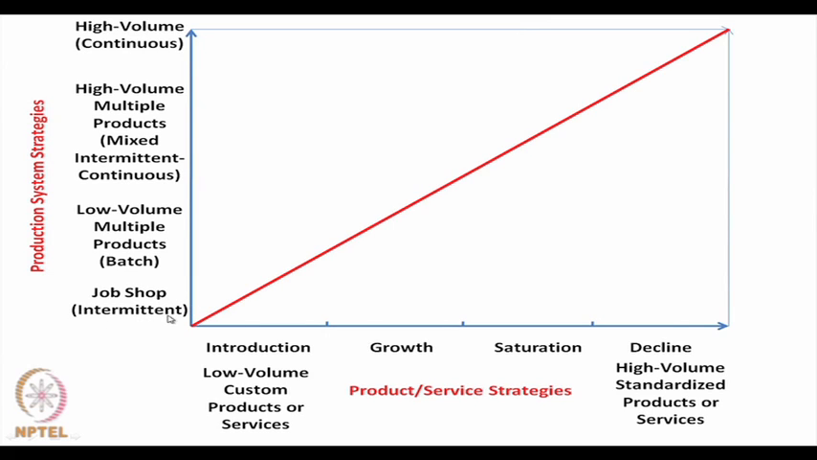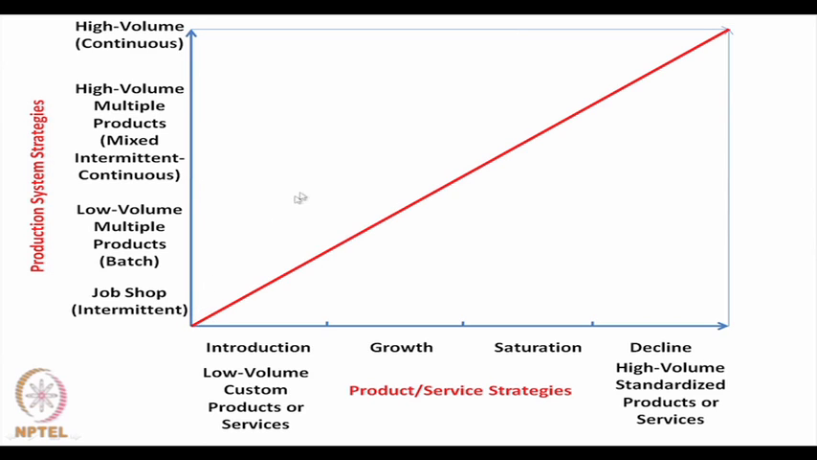Each job is different, and it follows a process strategy. Whereas, if it is a single product, but very high volume, it is a product focused enterprise, where every operation, every machine or equipment is utilized continuously. Between these two extremes, as we have already mentioned, there is batch processing, low volume multiple products, or mixed processing, in which high volume multiple product cases are there.